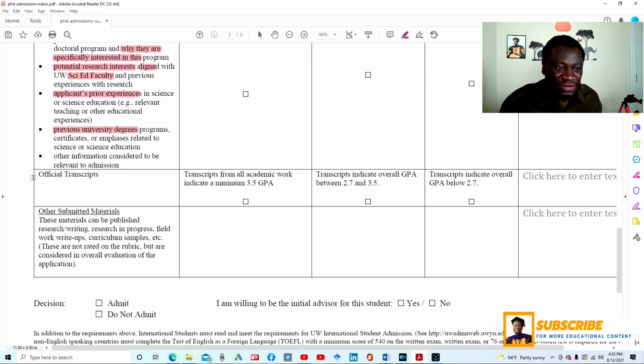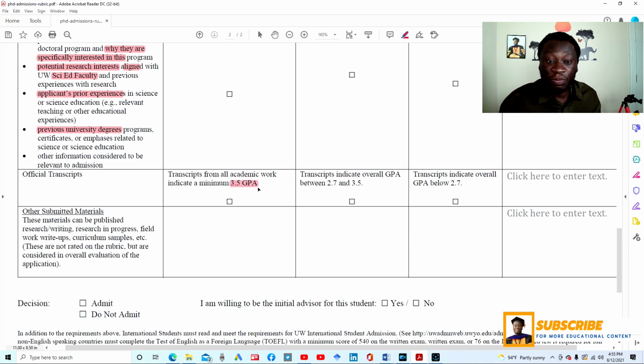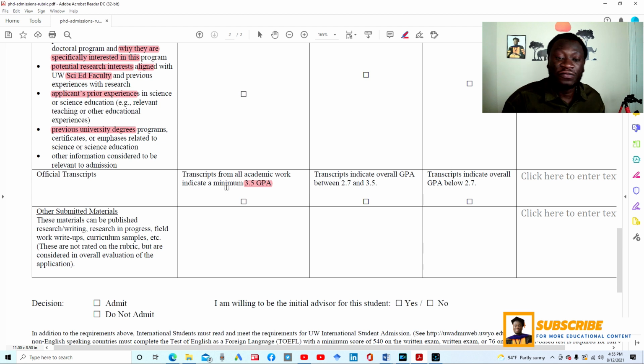Now, some of the last things here, official transcripts. You can see it's even one of the last things they look at. But in order to score high for this department, which is a very competitive department, the minimum they want is 3.5 out of 4. For medium, you can see between 2.7 and 3.5. And if you're going to score low, your GPA will be below 2.7.